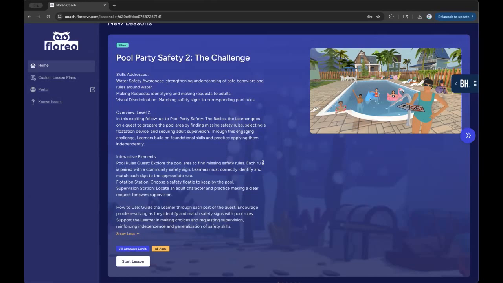But if you have a learner who already has some exposure to some of those concepts or has spent a lot of time in level 1, we can call it, of Pool Party Safety, this can be a great next step because this lesson does involve a lot more application of skills.